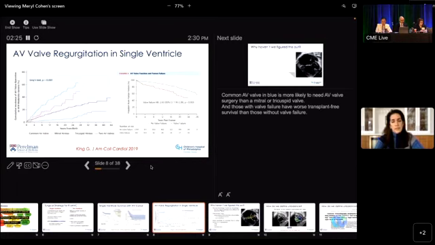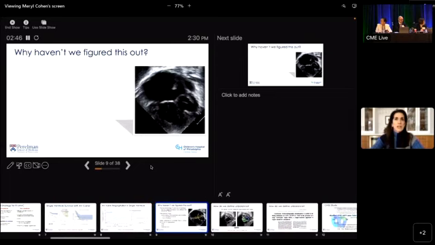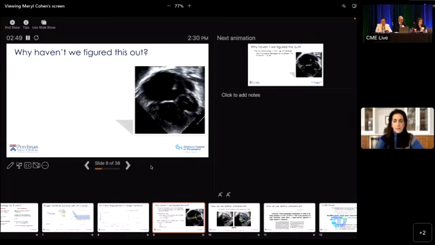If you then look at the cohort of patients who undergo single ventricle reconstruction to Fontan over a very long period of time, and this is a beautiful study done out of Australia, you can see that common AV valve regurgitation in blue is more likely to need AV valve surgery than a mitral or a tricuspid valve. And those with valve failure, seen here in red on the right, have worse transplant-free survival than those without valve failure. So single ventricle palliation in this setting is not ideal.